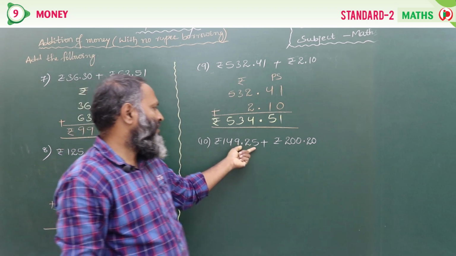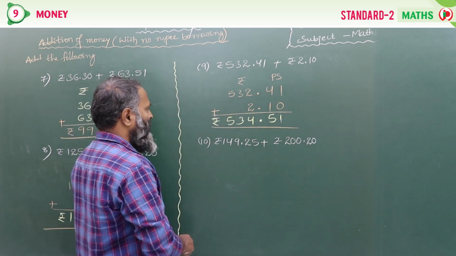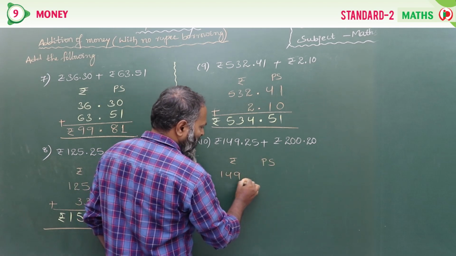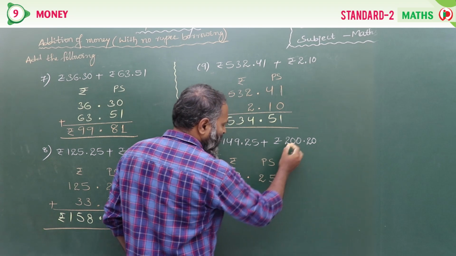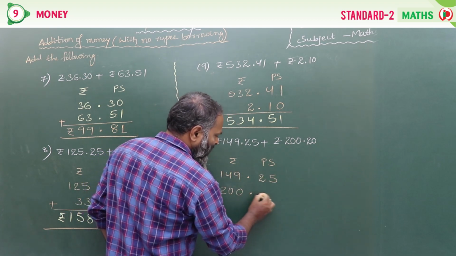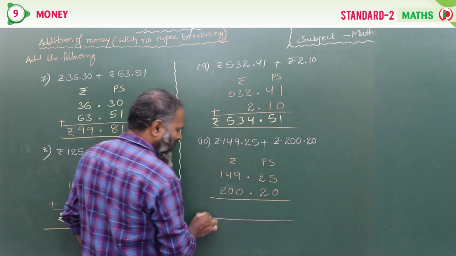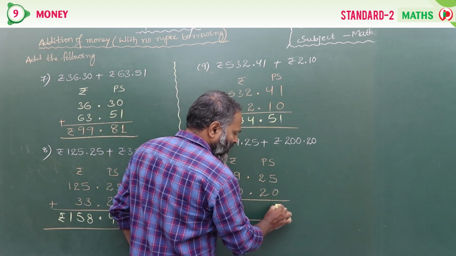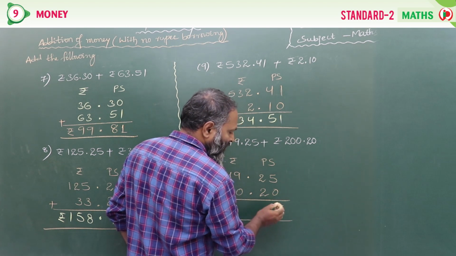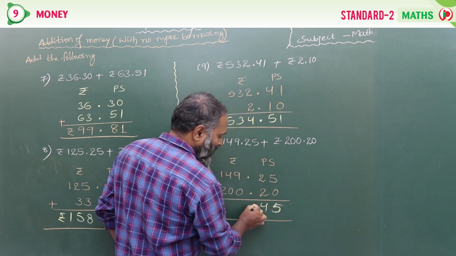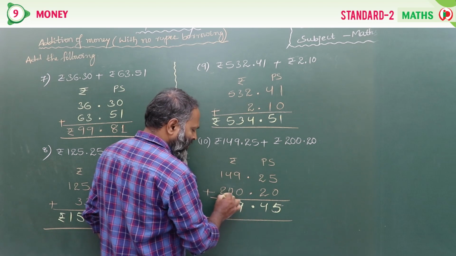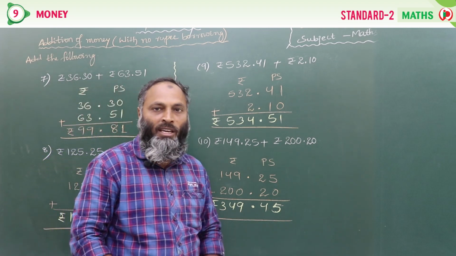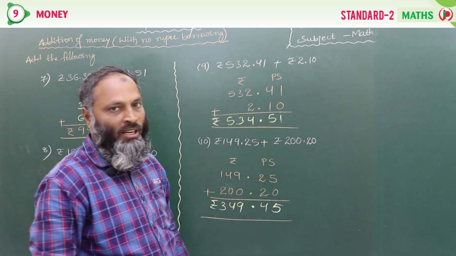Next. 149 rupees 25 paisa plus 200 rupees 20 paisa. So take rupees and paisa. How many rupees? 149 rupees 25 paisa, then 200 rupees 20 paisa. Now addition. Extreme right digit in paisa, that is 5 plus 0 is 5. 2 plus 2 is 4. Then after that point, 9 plus 0, 9. 4 plus 0, 4. 1 plus 2, 3. So that is 349 rupees 45 paisa. Okay, so without worrying, nothing to borrow, we just add and write our answer.